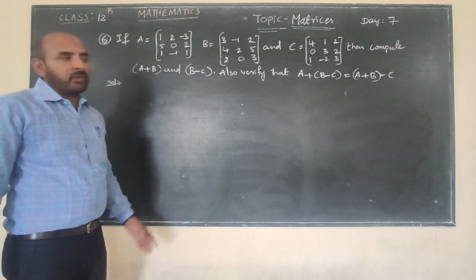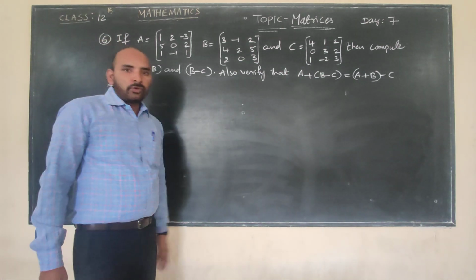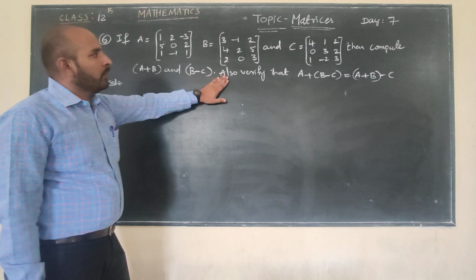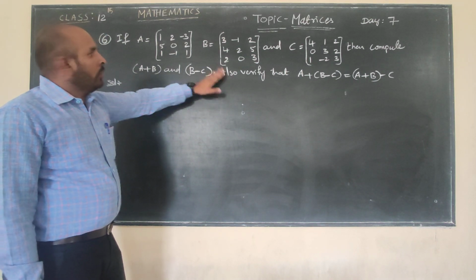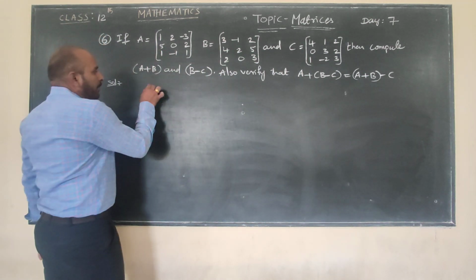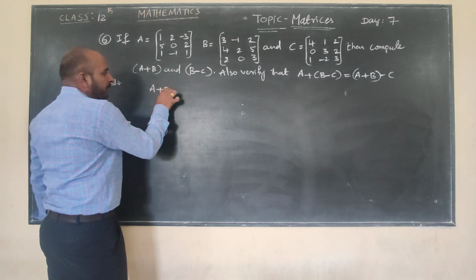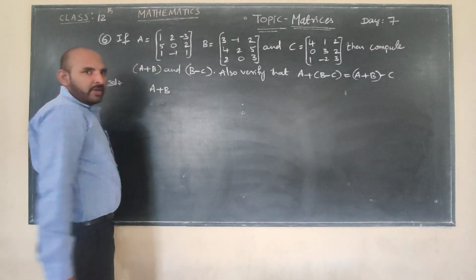So you are giving only verification. If it is equal, hence it is true. So now first find out A plus B. Find out A plus B. Because they give A plus B value, find out.